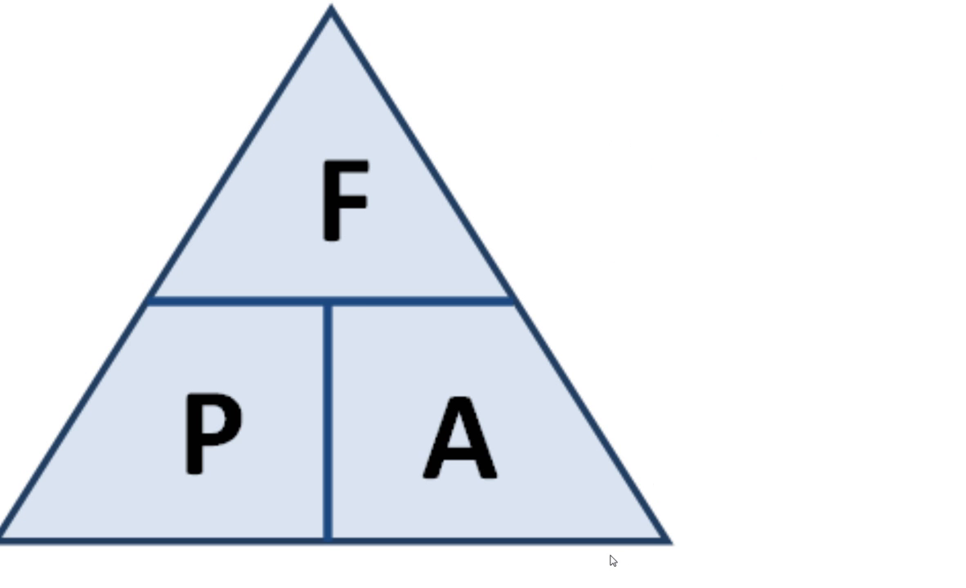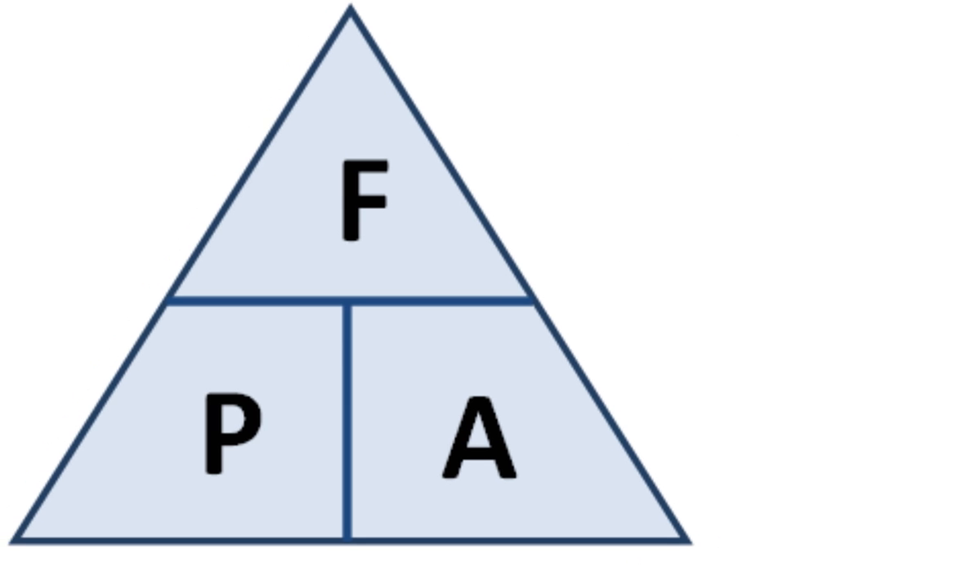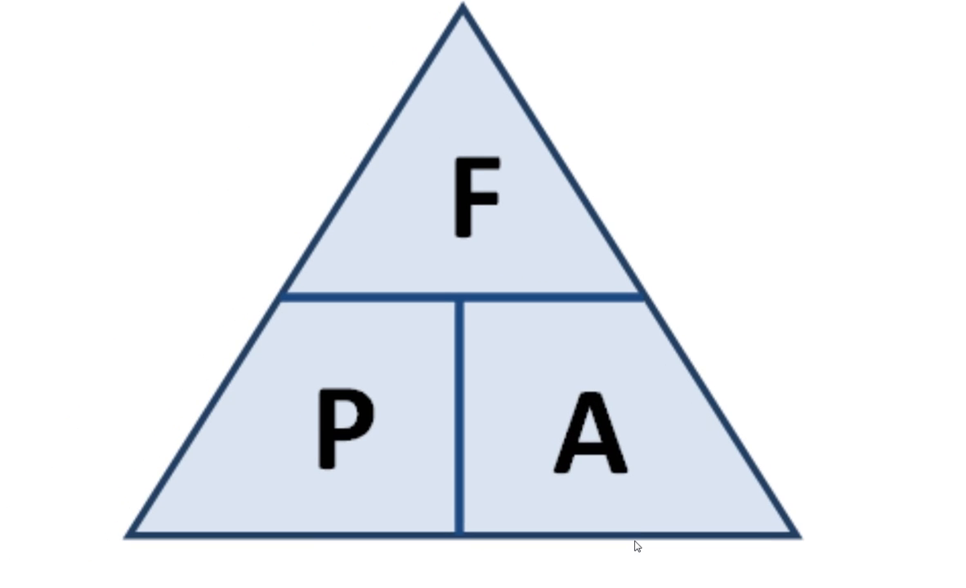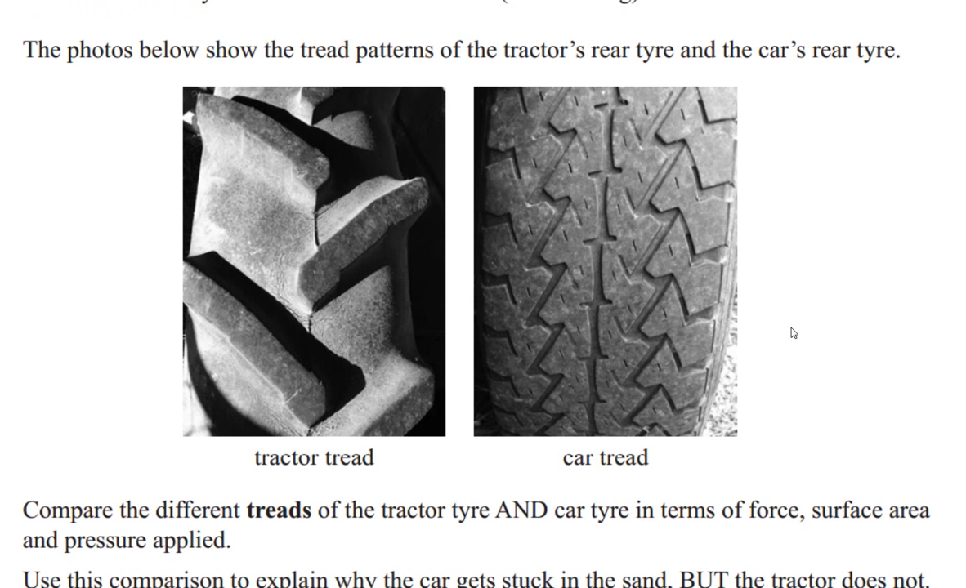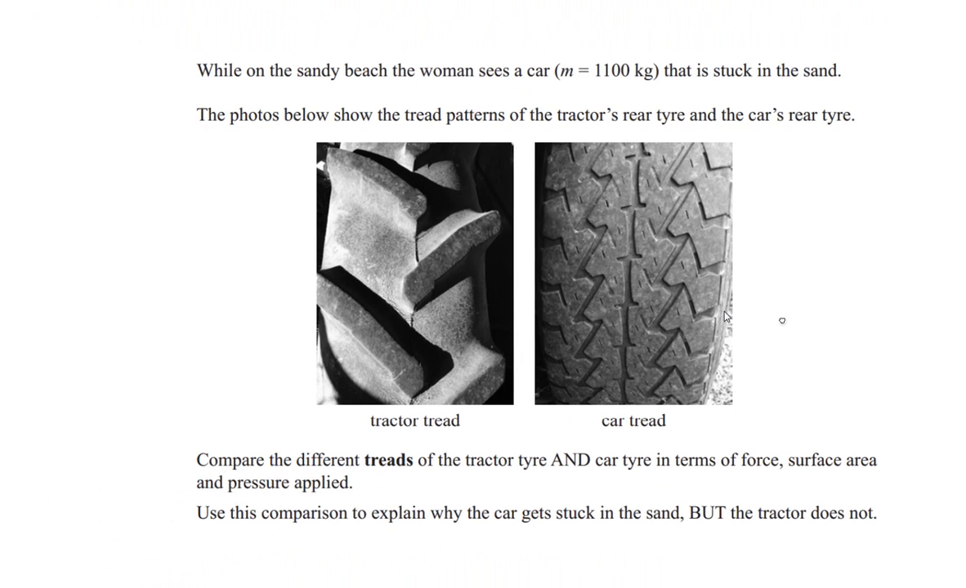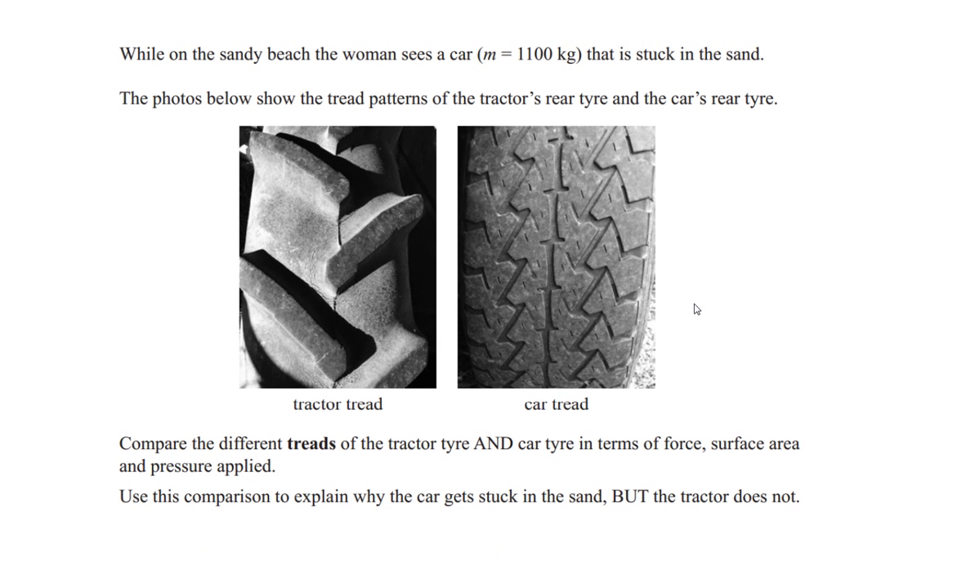Alright, so let's have a look at an actual example of this, and this is a pretty tricky one. It always stumped a few students. So we've got a question here. While on a sandy beach, the woman sees a car, mass 1100 kg, that is stuck in the sand. The photos below show the tread patterns of the tractor's rear tires and the car's rear tire. Now this is part of a larger question, so it's taken a little out of context, but we should still be able to do it. So we've got the tractor tread here and the car tread.